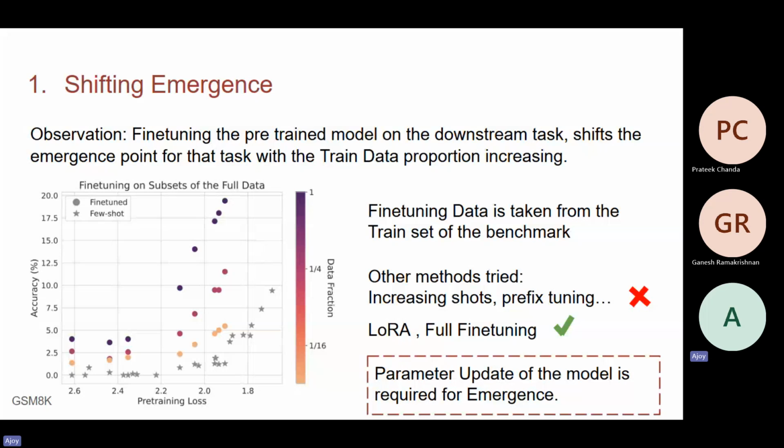When they took those train samples and fine tuned, they found that this emergence curve shifted to higher losses, which means small scale models. And as this data fraction keeps increasing, the emergence curve shifts to higher losses, which means smaller models. And that fine tuning train is what is used for fine tuning.